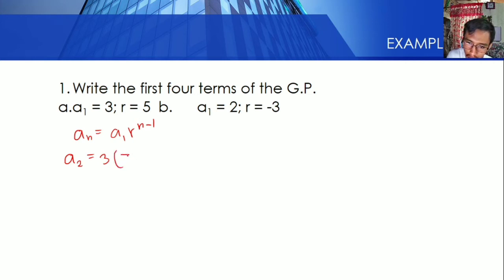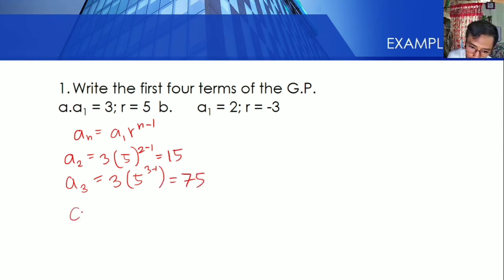Common ratio, 5. So, 3 times 5 raised to 2 minus 1 is equal to 15. A sub 3, ganun din. So, 3 times 5 raised to 3 minus 1 is equal to 75. And A sub 4 is equal to 3 times 5 raised to 4 minus 1 is equal to 375.